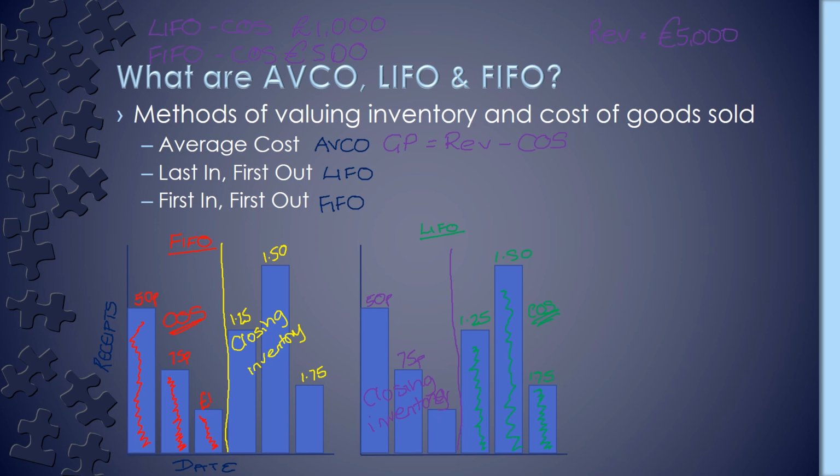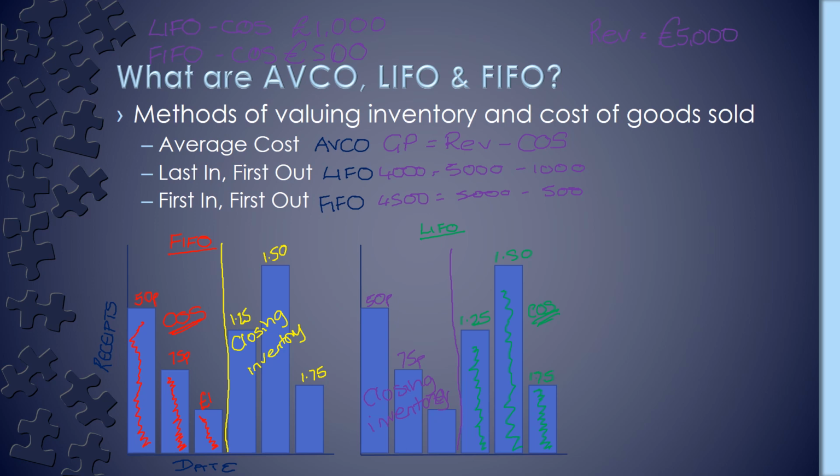So instantly you can see that under LIFO it would be 5,000 minus 1,000, which would give us a gross profit of 4,000. And under FIFO, it would be 5,000 minus 500, which would be 4,500 gross profit. And this matters because it affects the amount of tax that a company will end up paying. So the lower your profits, the lower your tax. So under LIFO, you would end up paying lower tax, which is why it's not accepted as standard in producing UK accounts, and all accounts should be based on AVCO or FIFO.